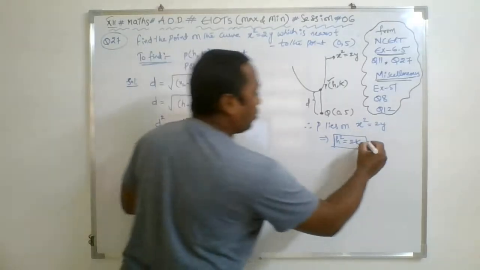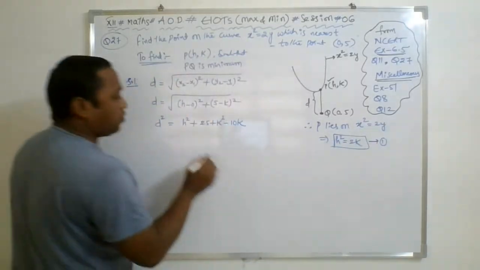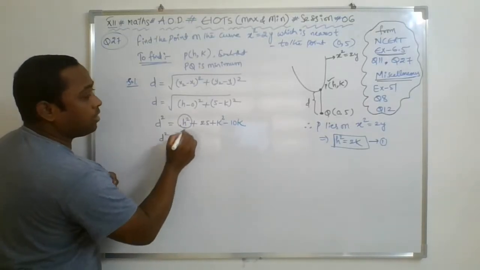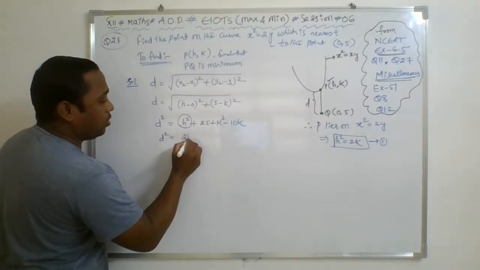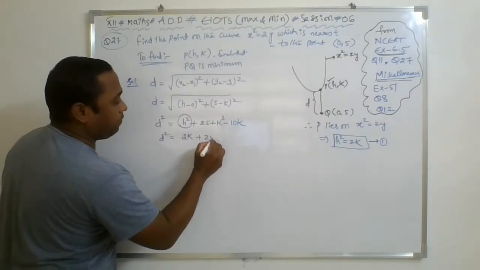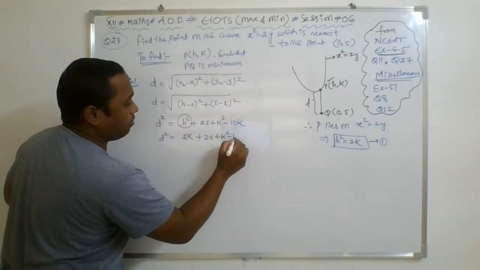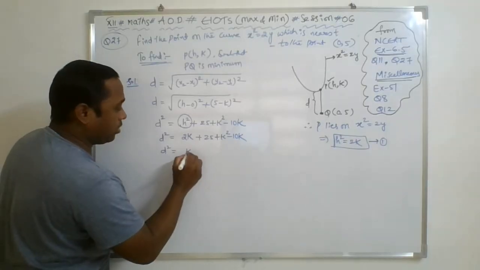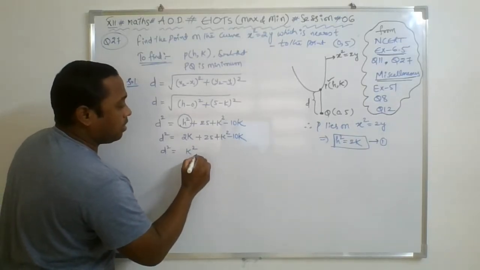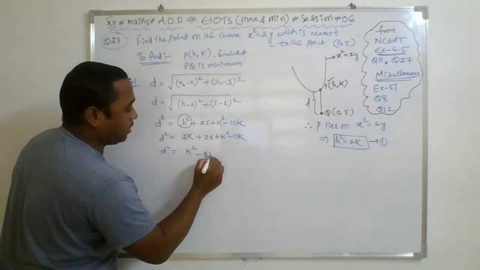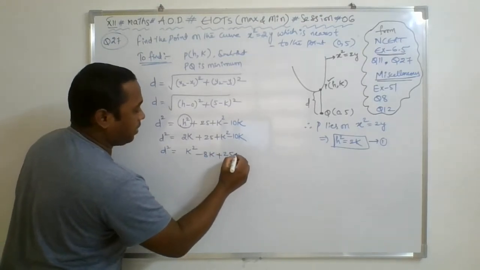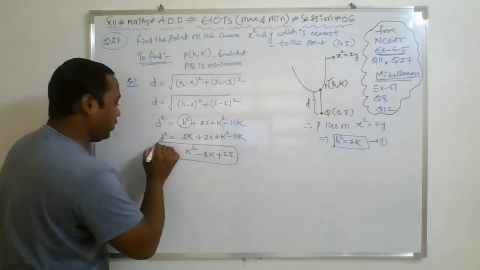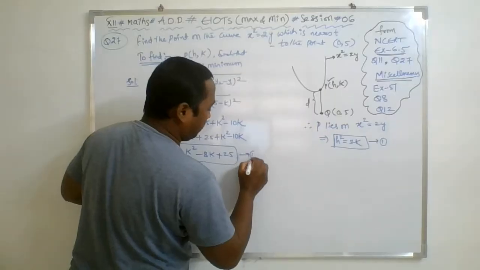So I'm going to use this relation, h square is equal to 2k, in this equation. So d square is equal to 2k plus 25 plus k square minus 10k. The final equation in terms of k is k square minus 8k plus 25. This is the function which has to be differentiated.